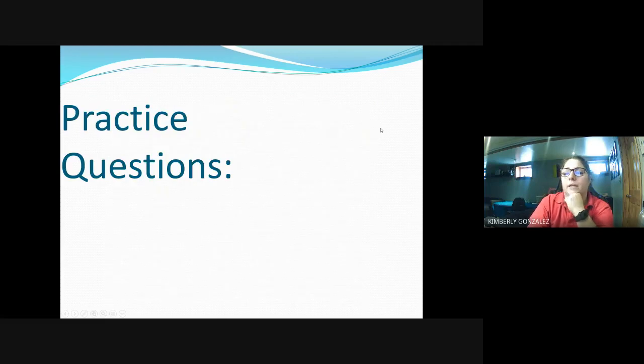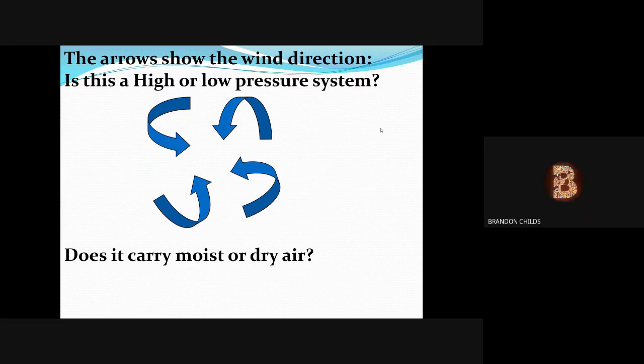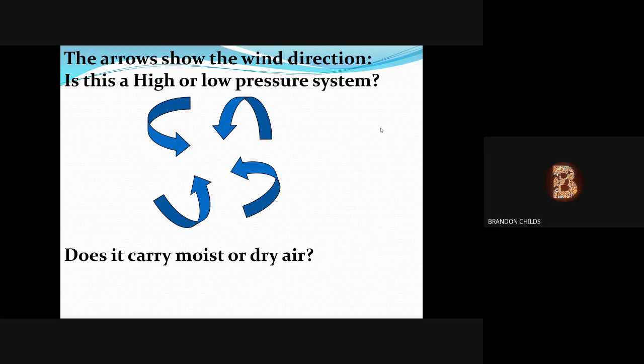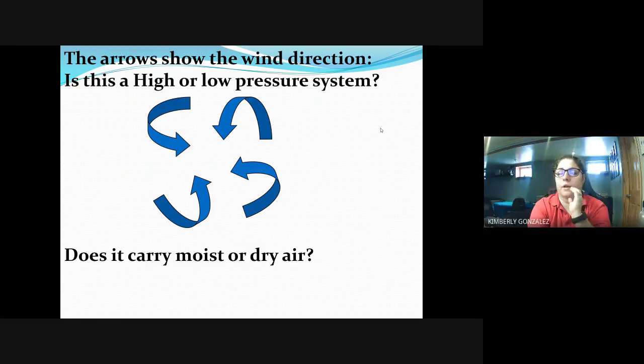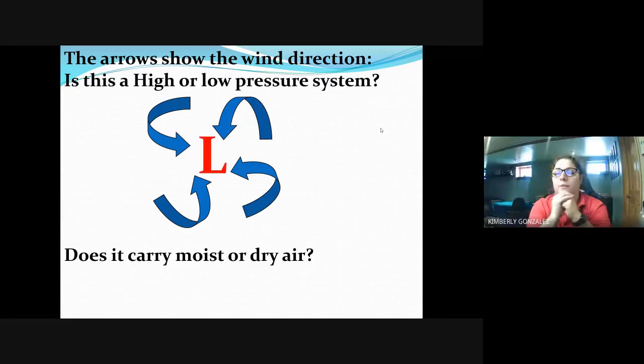All right, so let's do some practice questions. Question number 1. The arrows show the wind direction. Is this going to be high pressure or low pressure? Low. Why? Because it's going inward. Anyone agree or disagree? I agree. Good. All right, so it's a low pressure system.